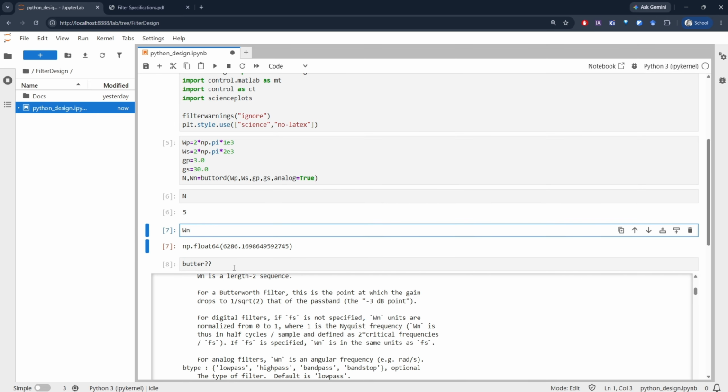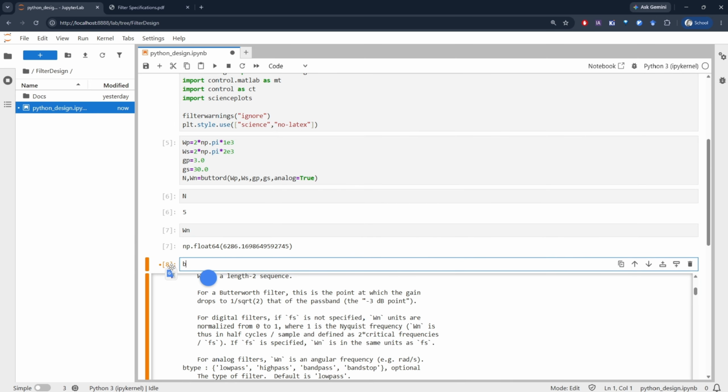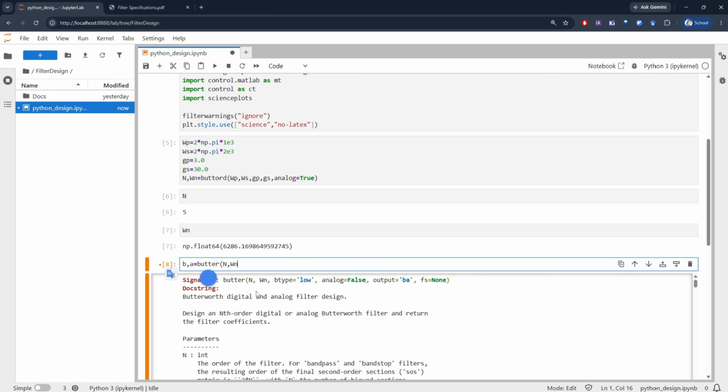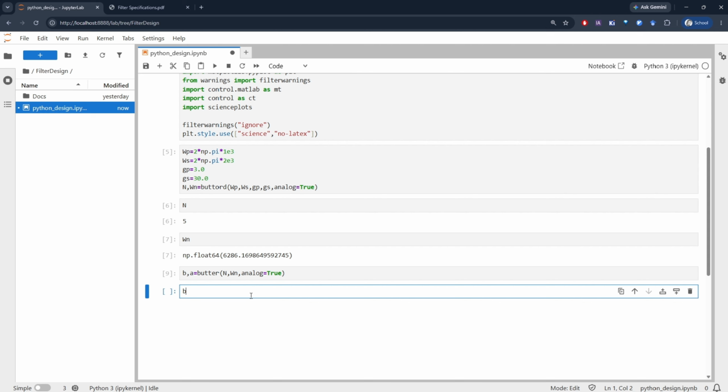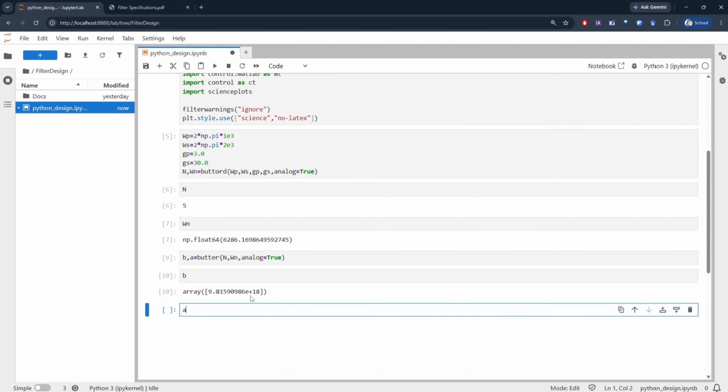So from that, I'm going to have b and a, then butter. Then I'm going to have n, because I'm just copying this information here, n. Then the b type, let's design a low pass filter, because the information provided is for a low pass filter. Then you can have analog equal to true, then run that. So you can see the coefficients of the numerator is that, the coefficient of the denominator is that.